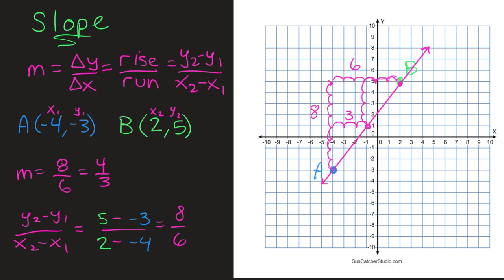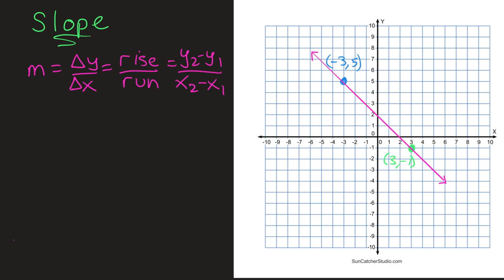And notice we get exactly the same thing here as here. So the formula is giving us that same answer. Now, this is known as a positive slope, and we know it's a positive slope because it goes up from left to right. I'll give you an example of a negative slope. This one goes down from left to right, so this would be a negative slope.